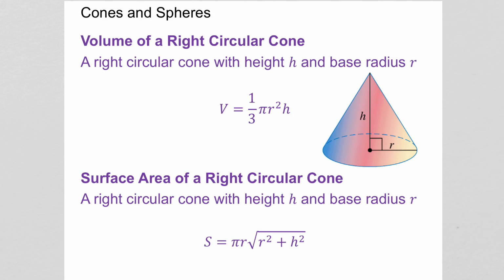And next we have the volume of a circular cone. That is 1/3 times pi times the radius squared times the height. And the surface area of a right circular cone, and what we mean about right circular cone is that the height is perpendicular to the radius. It doesn't do some kind of thing like this. And its surface area is pi r times the square root of r squared plus h squared.